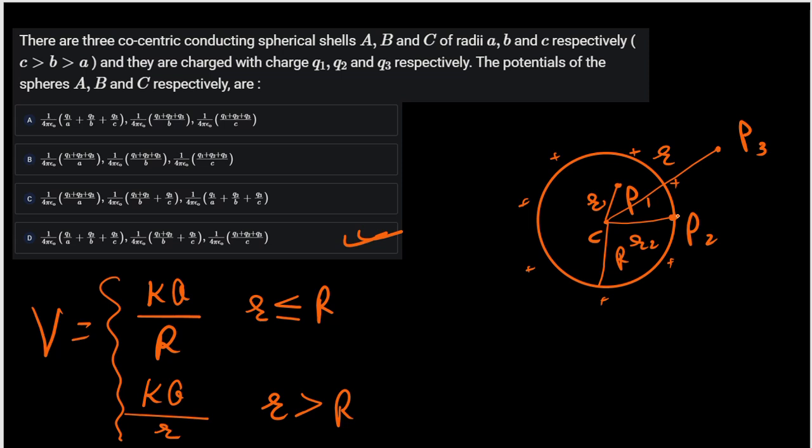So remember the concept. When the point is inside, potential is kq by the radius of the cell. Even if the point is on the surface, kq by the radius of the cell. But when the point is outside, then the distance of the point starts to matter.